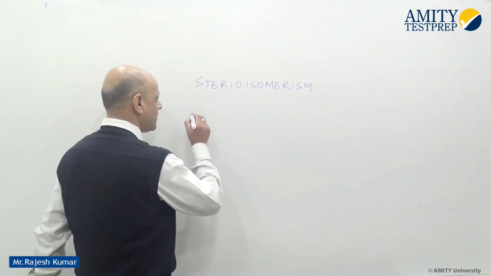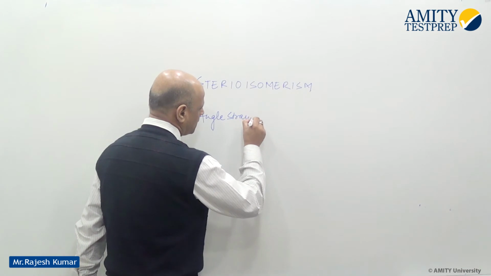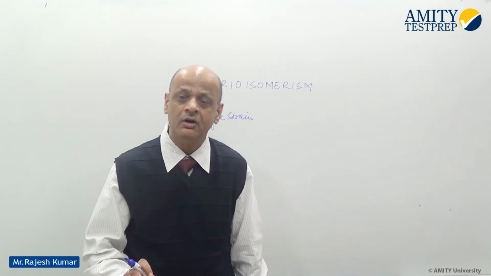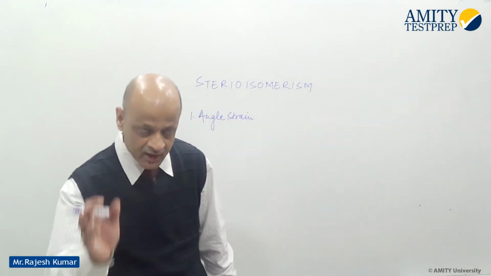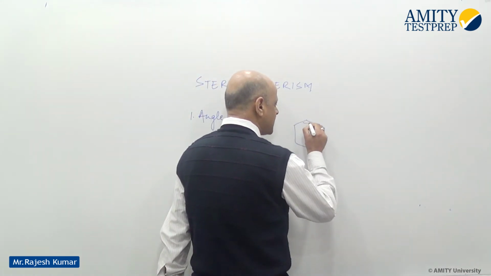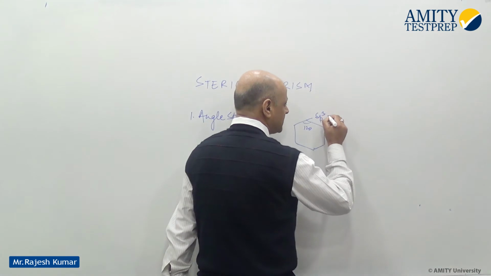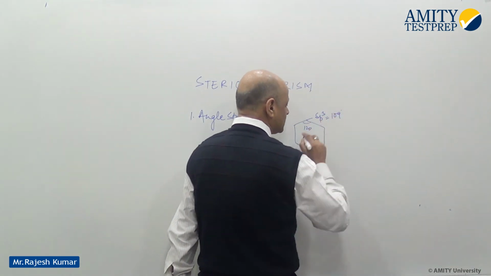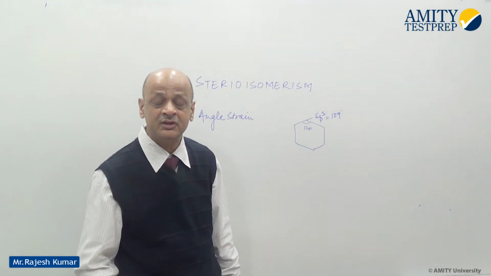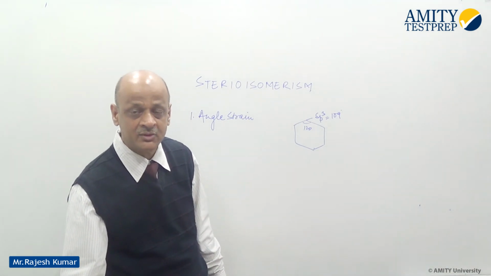One is called angular strain. This strain is caused due to a deviation of the angle from the expected one. As for example, if it is a 6-member ring structure, this angle is around 120 degrees, but this carbon is in sp3 hybridization, so this angle should be 109 degrees. That's why it is going to deviate from the expected one. This angle has been increased from the expected one, so strain is imposed there and it makes the molecule unstable.